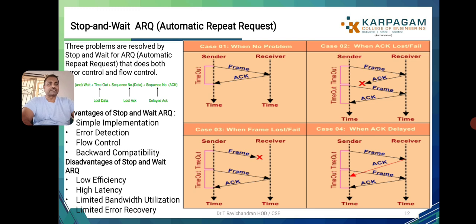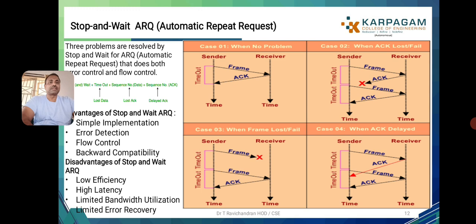Then the third case, case 4, when the acknowledgement is delayed: the sender sends the frame to the receiver, the frame reaches at a particular time, and the receiver generates the acknowledgement to reach the sender, but the timeout is over. The acknowledgement cannot reach within the timeout. So automatically the sender treats it as acknowledgement lost or frame loss, and generates the next frame.